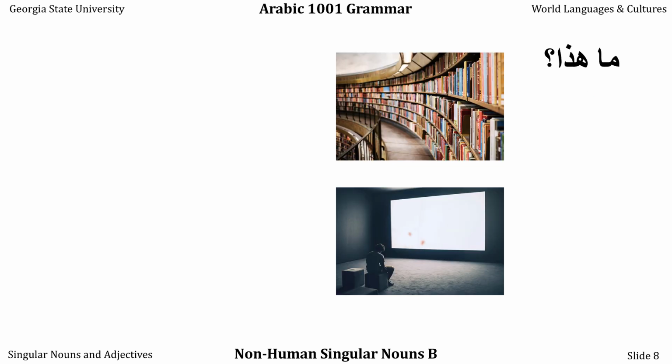So here's 2 more words. We're going to ask "ma hadha?", because we don't know what it is, so we default to masculine. And the answer is "hadhihi maktaba." This is a library or bookstore. It ends in ta marbuta, so we know it's feminine, and we use hadhihi rather than hadha to describe it.